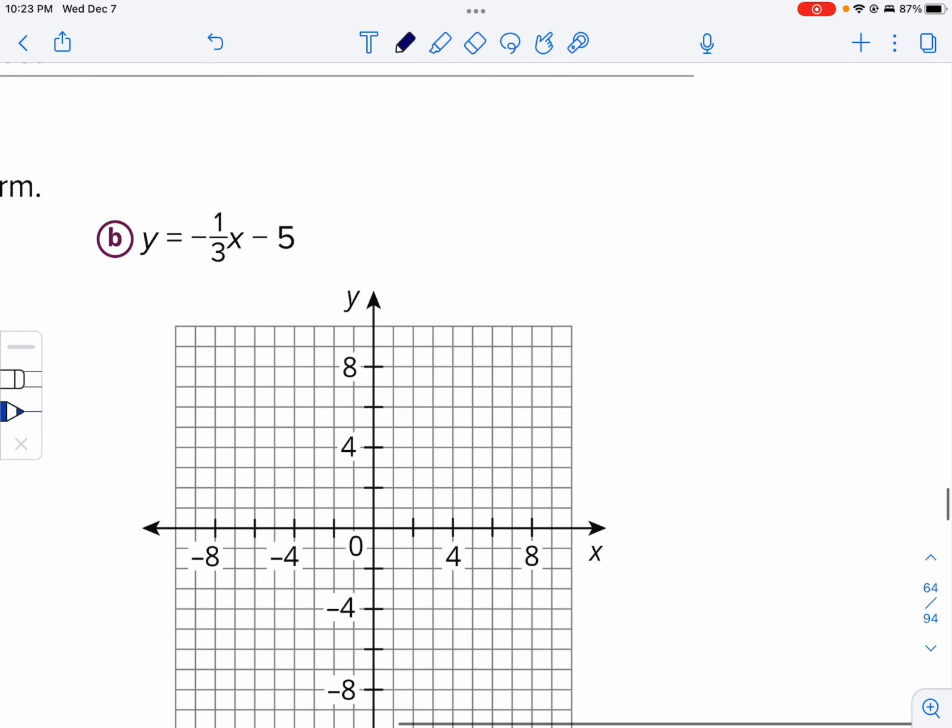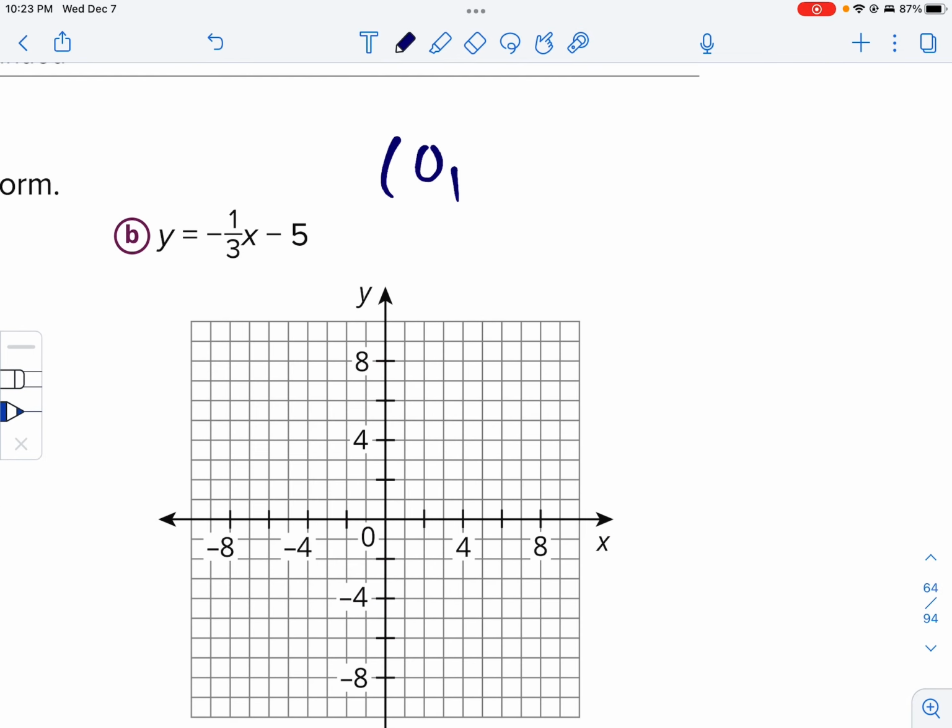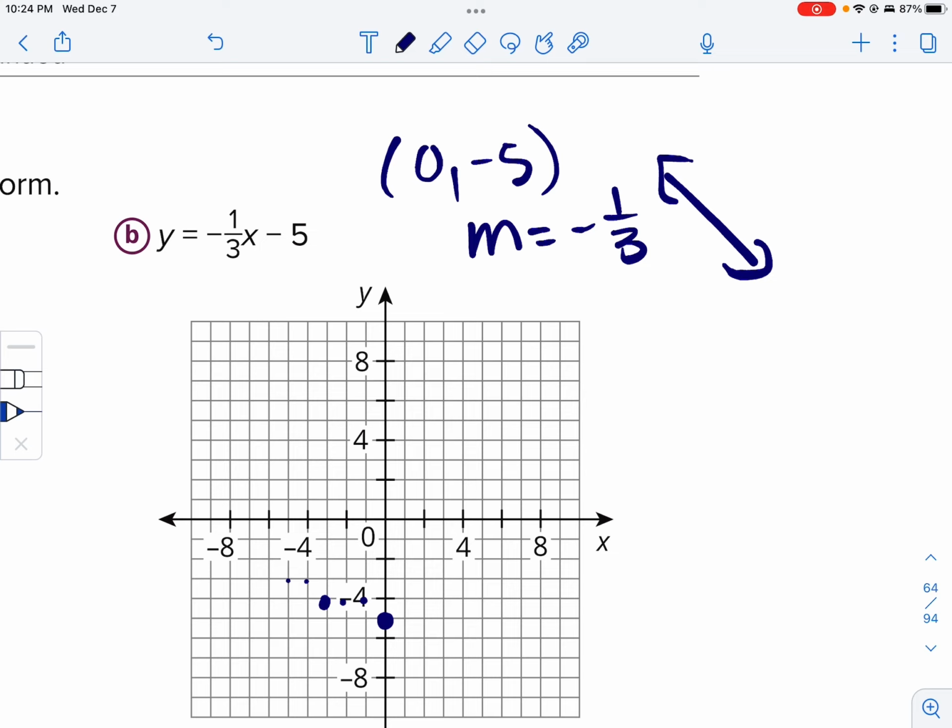Okay, this one. My y-intercept is 0, -5. My slope is -1/3. Negative, nice negative. So I go down to 0, -5, and I plot a point. Okay. I'm going to go up 1, and I'm going to go to the left 1, 2, 3. Up 1, 1, 2, 3.